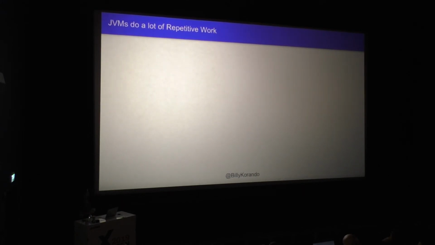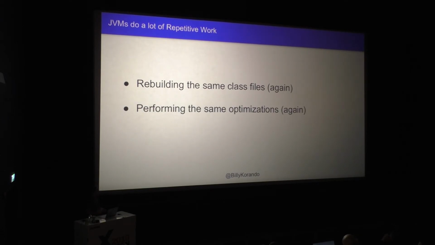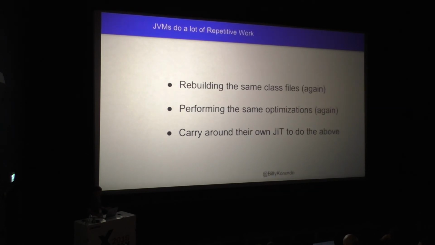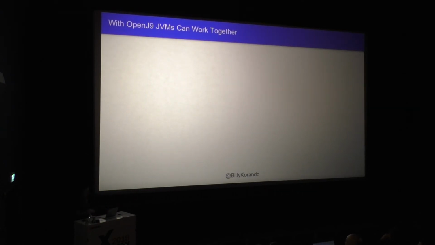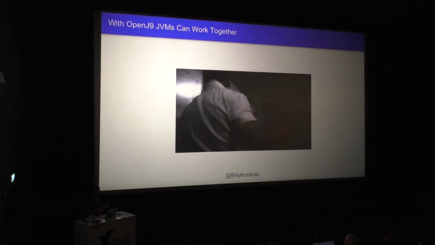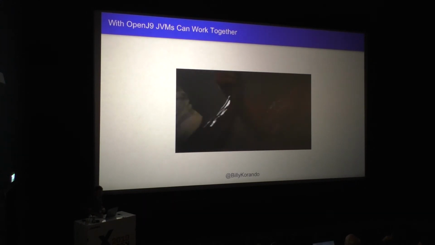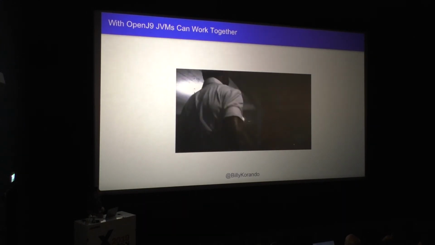So JVMs, especially in this cloud environment, do a lot of repetitive work. Rebuilding the same class files, performing the same optimizations, and carrying their own JIT to do all the above. So in a cloud environment, you've also typically got a lot of JVMs, you've got a lot of Docker containers, all running JVMs doing that same repetitive work. So let's see if we can make those multiple JVMs work together and do something useful.